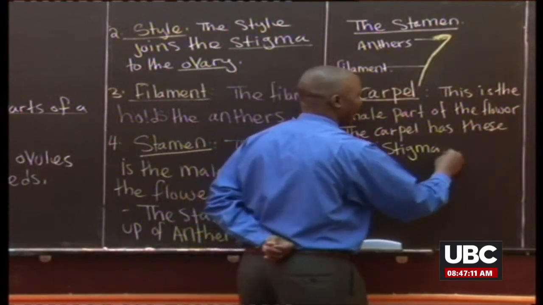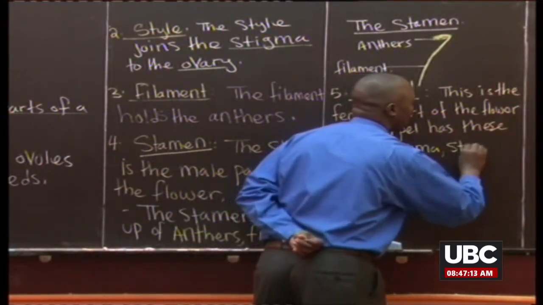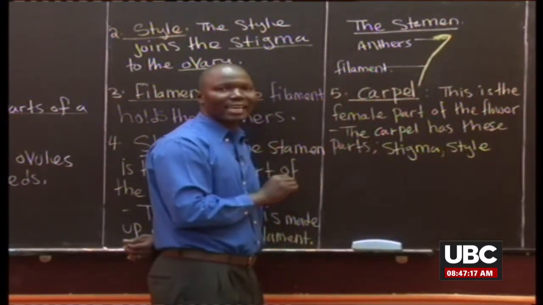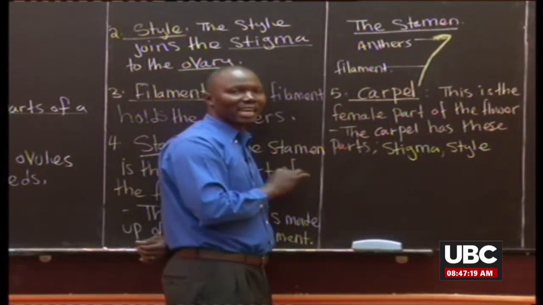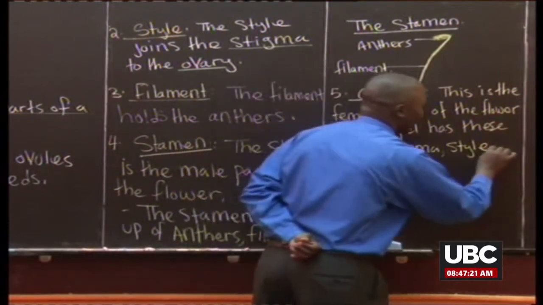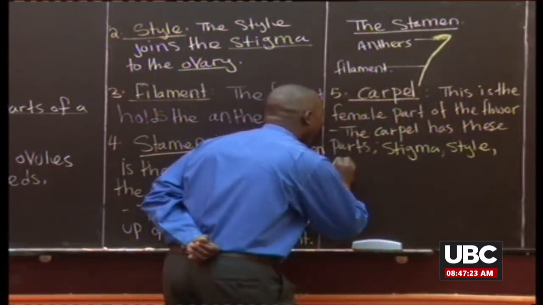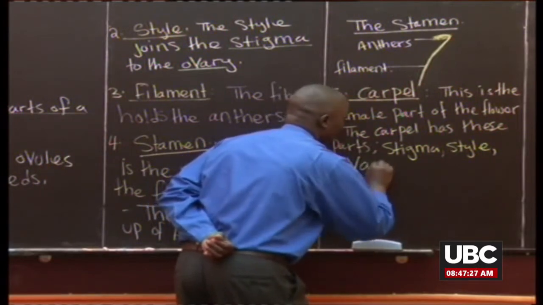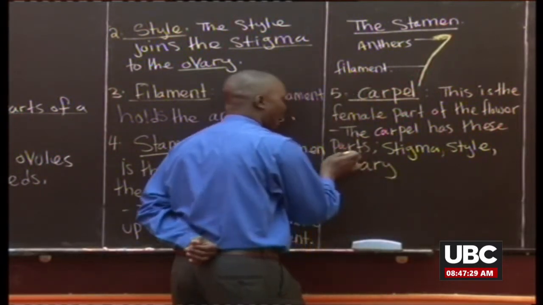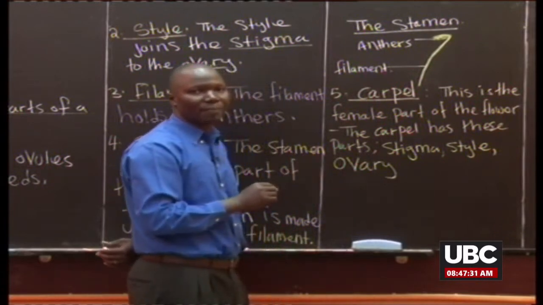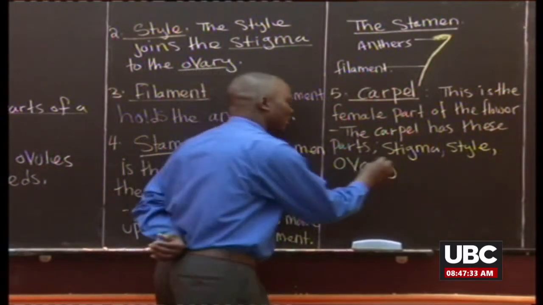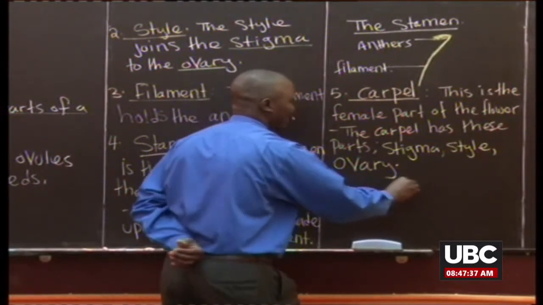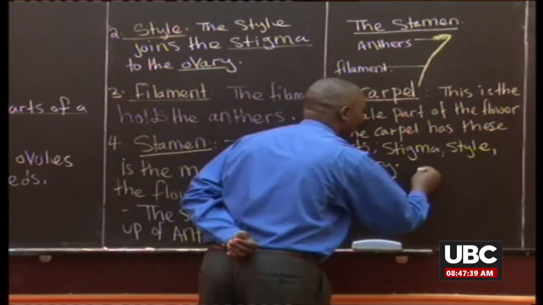In addition to that, we shall have our tube called the style. The style is also part of the carpel. And then after the style, we have the ovary. The ovary is part of the carpel. And if I told you to draw for me, you would draw something similar to this.